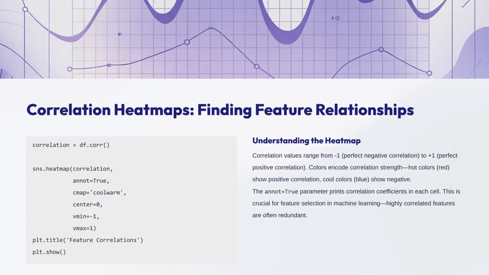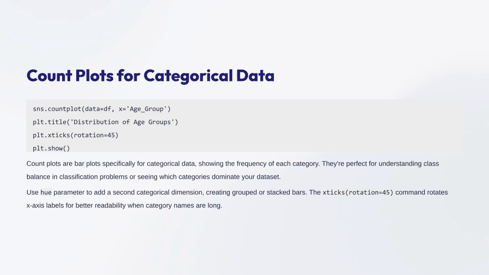Correlation heat maps visualize feature relationships. The colors encode correlation strength, from -1 to +1. Setting annot equals true prints the correlation coefficients in each cell. Count plots are specialized bar plots for categorical data, showing the frequency of each category. They are crucial for understanding class balance. Remember to rotate x-axis labels if category names are long.